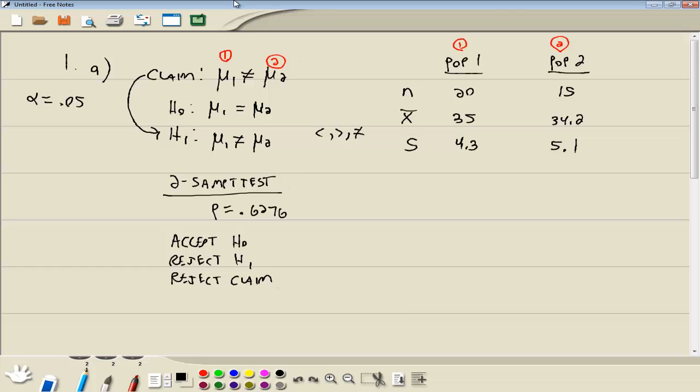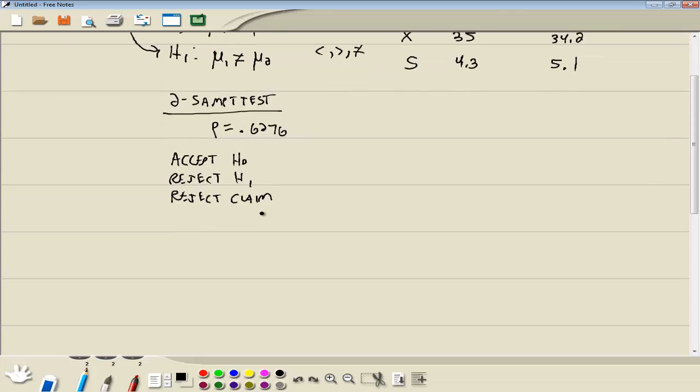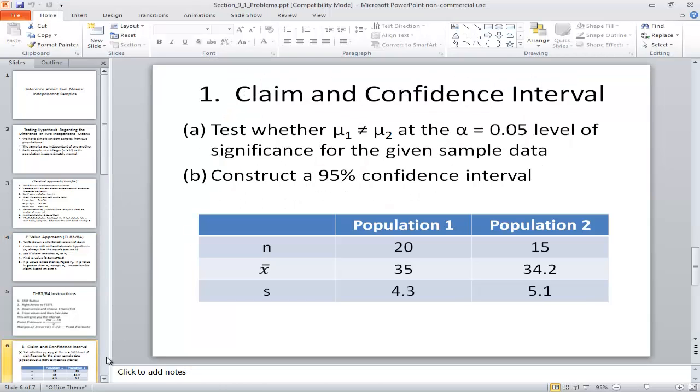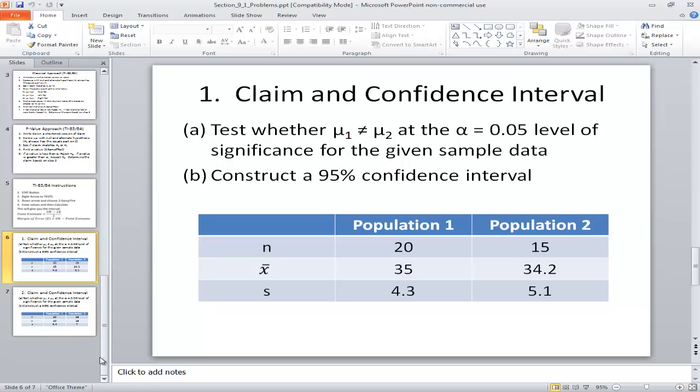Our claim was that they're not equal to each other. And now that I look at it, they do look like they're really close to each other, especially since they've got large standard deviations. So having a large p-value like that does actually make sense. Okay. Now let's come down here and we'll do another claim, and then I'll go back and do the confidence intervals.